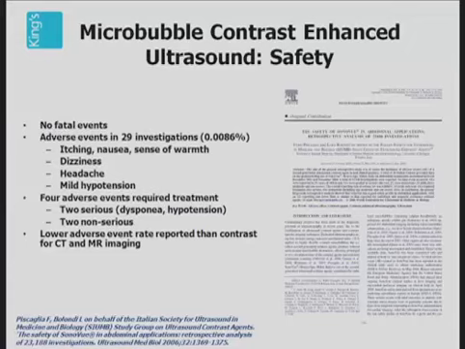Very few serious adverse events occurred, and these were all suitably treated. No one died out of all these patients. So using contrast-enhanced ultrasound is safe.